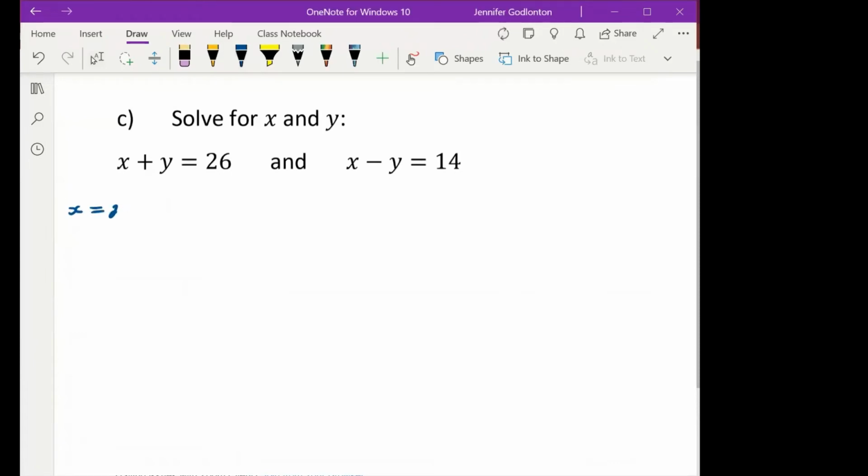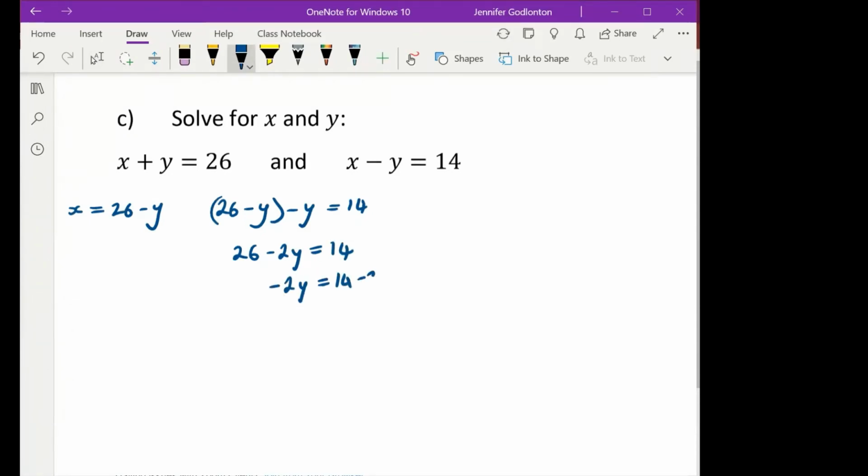So I'm going to say x is equal to 26 minus y, which means 26 minus y is equal to 14. So 26 minus 2y is equal to 14. Negative 2y equals 14 minus 26. Negative 2y is equal to negative 12. Divide both sides by negative 2, which means y is equal to 6.